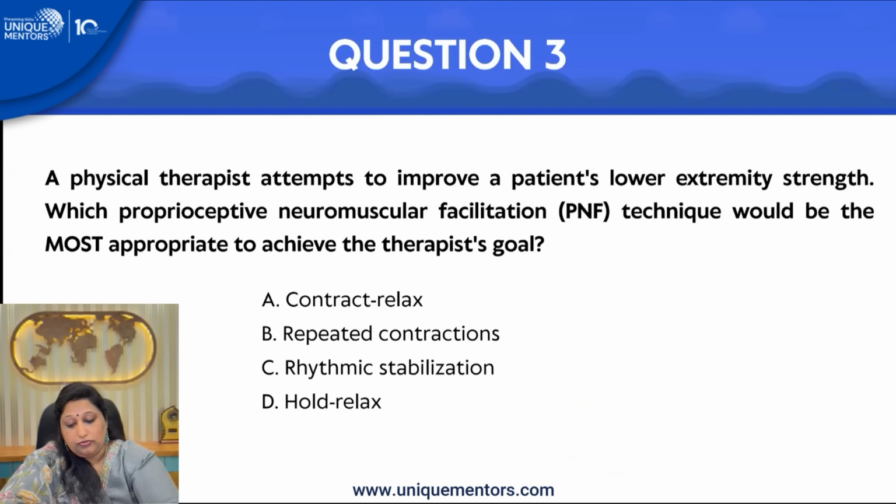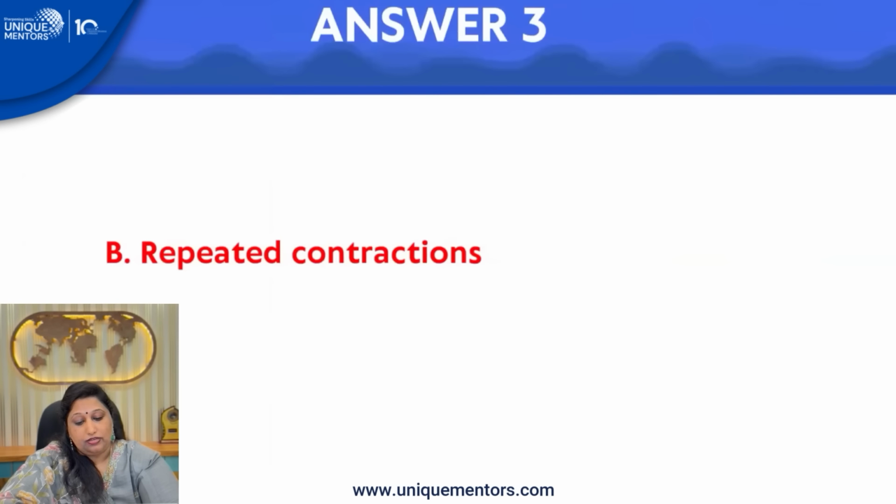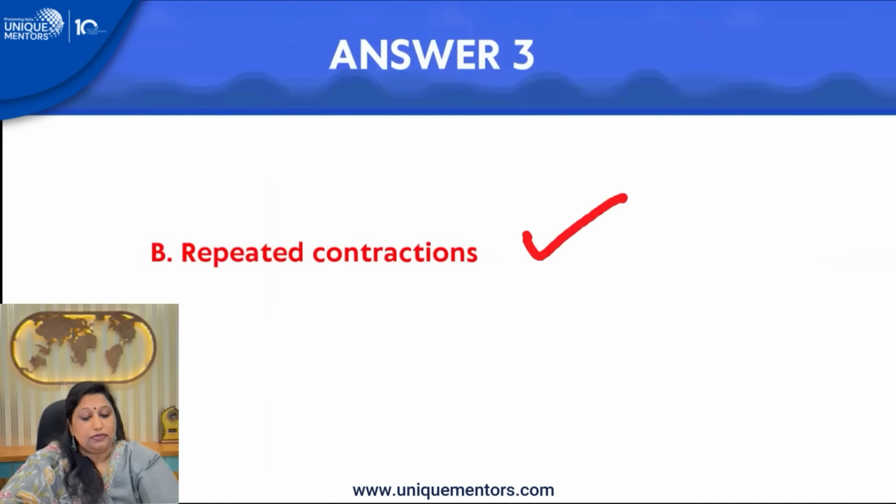So now coming back to all our options, which is our right answer? Our right answer will be repeated contractions, because it helps both in initiating the contraction and also in sustaining the contraction. I am repeating the technique once again. We are giving quick stretch followed by isometric, then isotonic to the agonist muscle. So that will help in improving the strength.